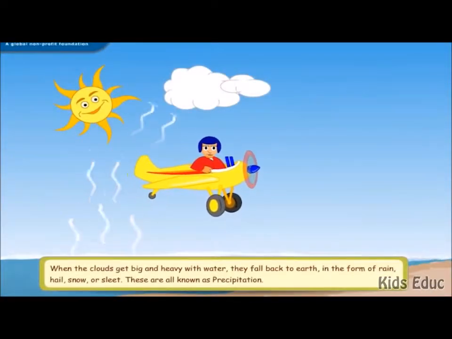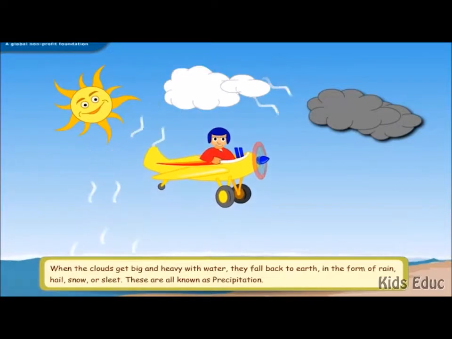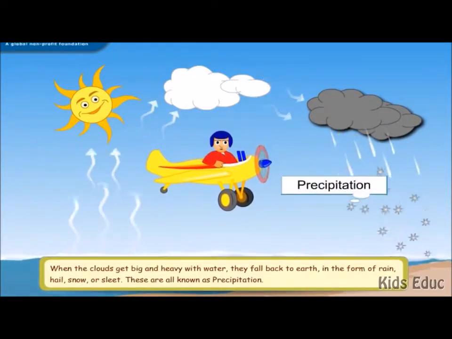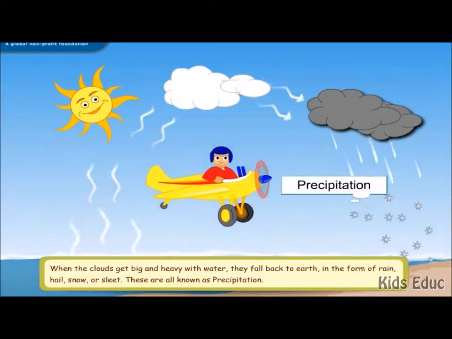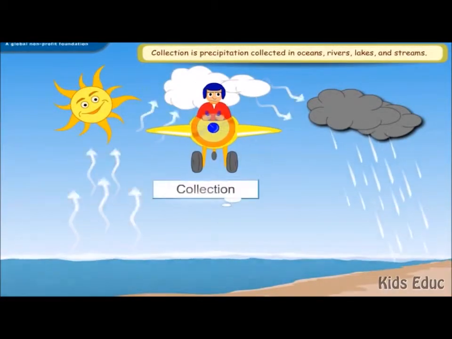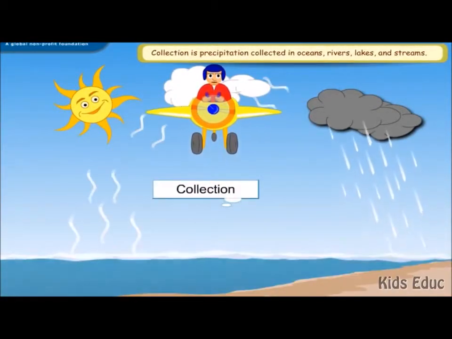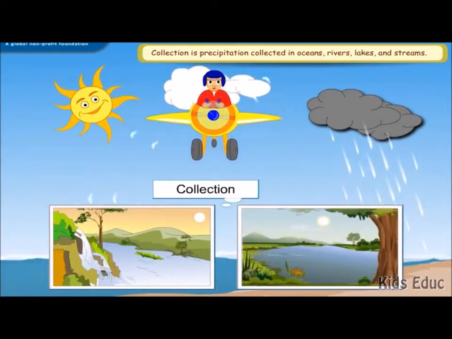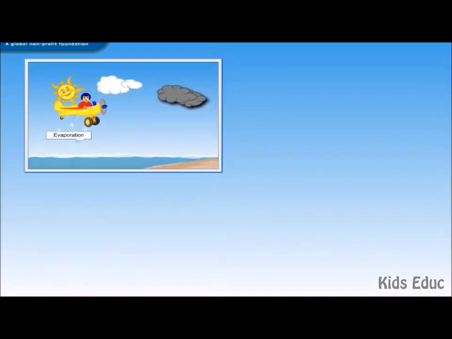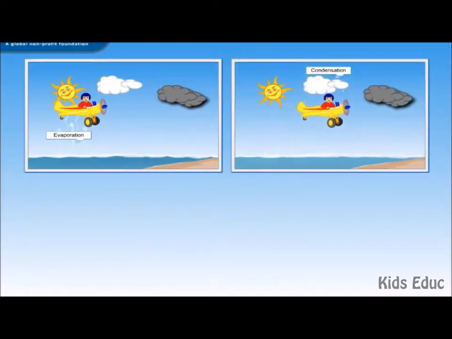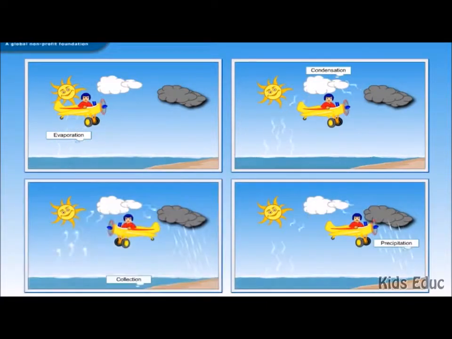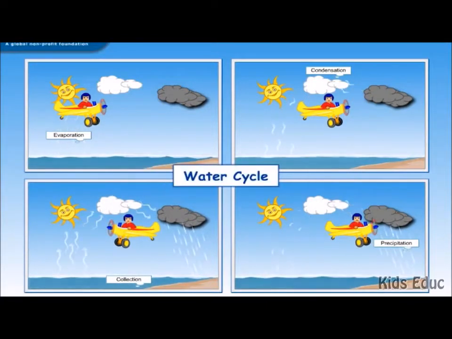When the clouds get big and heavy with water, they fall back to Earth in the form of rain, hail, snow, or sleet. These are all known as precipitation. Collection is precipitation collected in oceans, rivers, lakes, and streams. Evaporation, condensation, precipitation, and collection together form the water cycle.